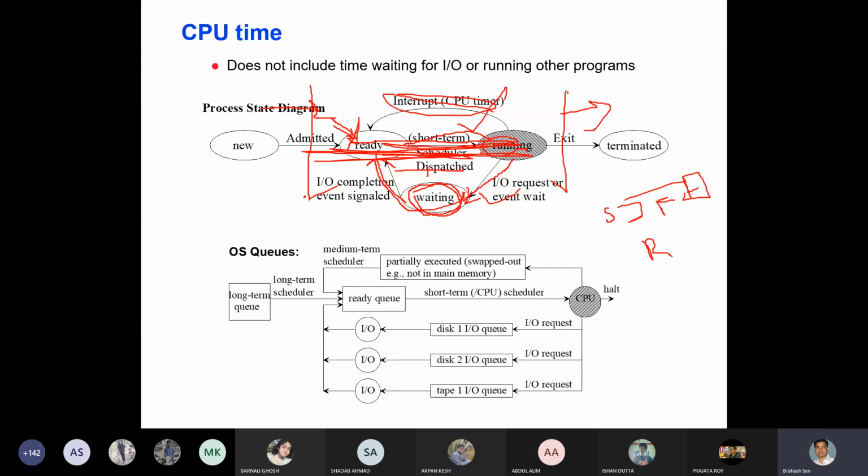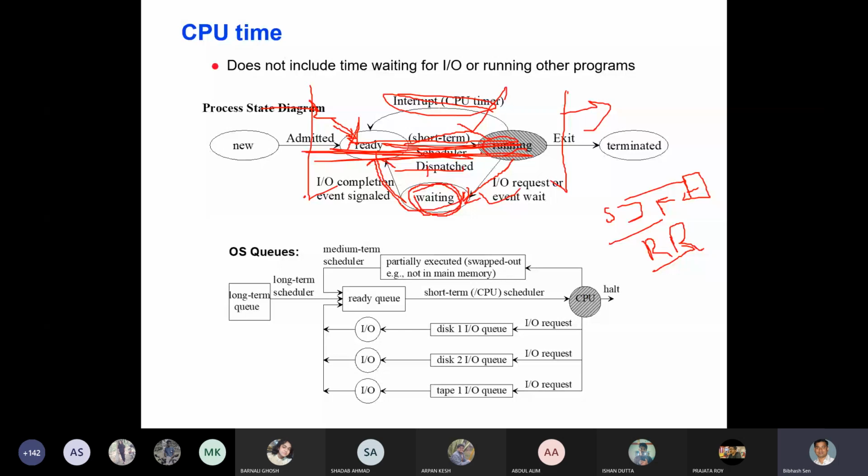Do you have operating system this semester? No, sir. I think next semester we have it. Next semester you will find operating system. At that time, a lot of issues will be discussed, that means how a process is scheduled.